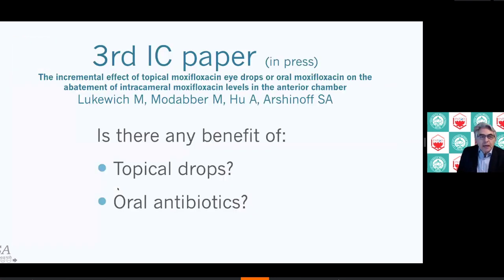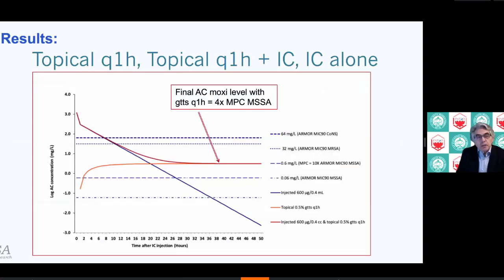So then we want to look at and say, well, what happens if we give people topical drops or oral antibiotics? Because some places in the world still do that. And the first thing we did is plot what happens if you decide to treat endophthalmitis with topical moxifloxacin given every hour to your patient. Well, we see that here's just the topical drops going in the eye. And by 2 hours, we're already above the mutant prevention concentration, which is quite good. And it stays at that level for as long as we keep giving the drops. It stays at about 4 times the mutant prevention concentration.